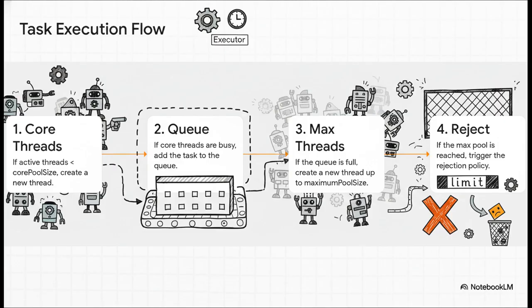But what if the queue is also full? Then it asks a third question, can I create a new temporary thread without going over my maximum pool size? If it can, it does. And only if the answer to all of those is no, core threads busy, queue full, and max threads reached, only then does it move to the final step, rejecting the task.